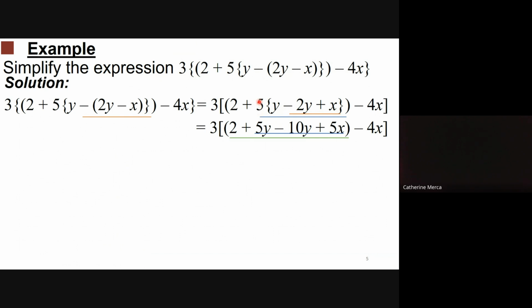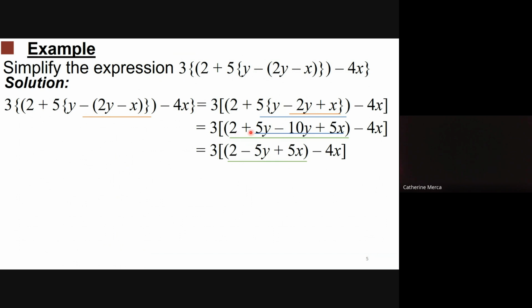Okay, so because 5 was just distributed, it can be rewritten as 5y times negative 2y, that becomes 5y minus 10y, then 5 times x, we have 5x. But if we consider y minus 2y first, which gives us negative y, then 5y minus 10y from here is negative 5y. And 5 times negative y will still be negative 5y. So you still get the same quantity, which is negative 5y.